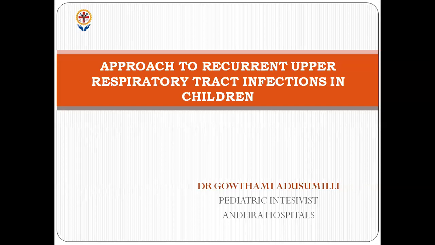So we know URTIs are common in children. They are prone to bouts of URTI. So are these common or complicated? How to know? Based on the frequency, how frequent the child is having the symptoms, and how severe the symptoms are.